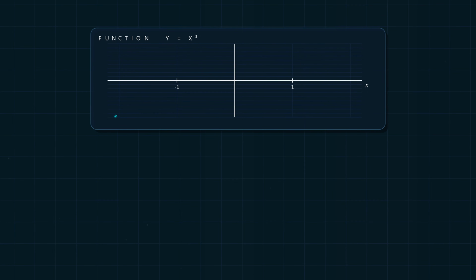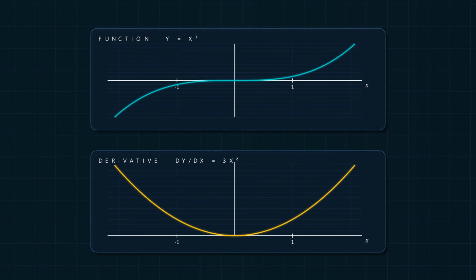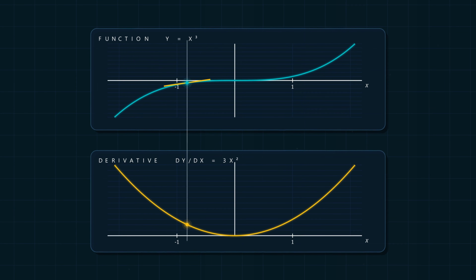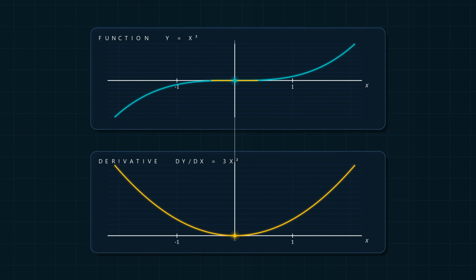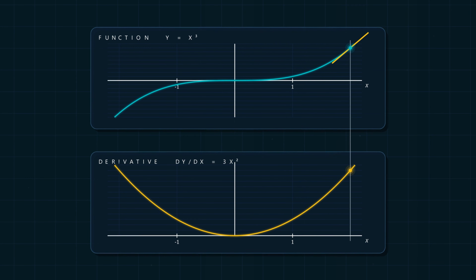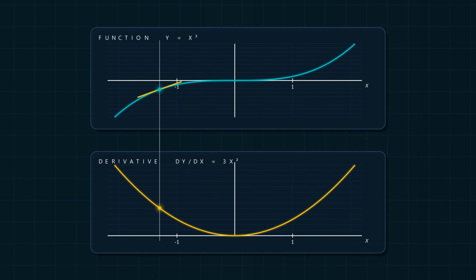Let's look at this graphically. The top panel is our function y equals x cubed, the blue curve. The bottom panel is its derivative, dy over dx equals 3x squared, the yellow parabola. Notice the relationship. Where the cubic function is at its flattest, around x equals 0, the derivative is at its minimum value of 0. At the edges, where the cubic rises or falls steeply, the derivative is large. The derivative tells us the slope of the original function at every single point.